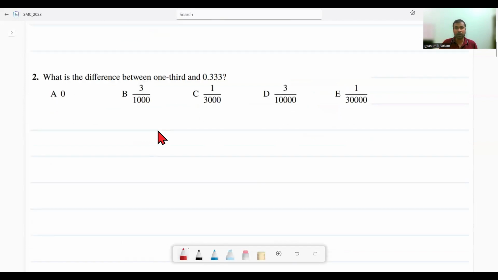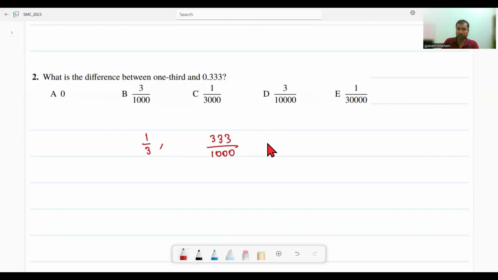Next question, we'll start. What is the difference between 1/3 and 0.333? So if you observe 1/3, okay, we'll keep it in fraction, no need to do this thing, because the answer is in terms of fractions. And 0.333, this is a recurring one. Okay, so this is the difference. We have 333 divided by 1000.